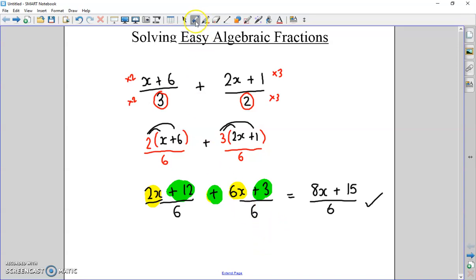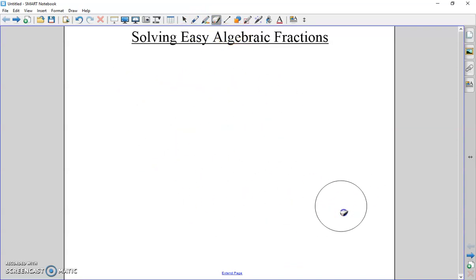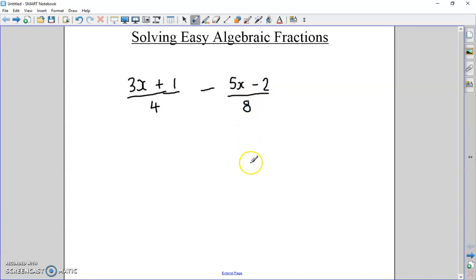Okay. If we do one with taken away, get rid of all of that. This time we'll have 3x plus 1 over 4, whoops, take away 5x minus 2 over 8.